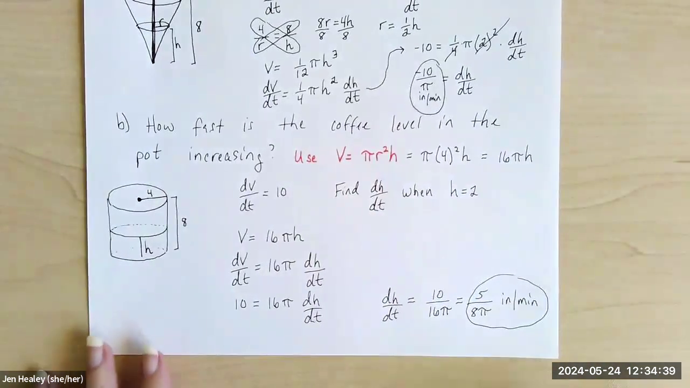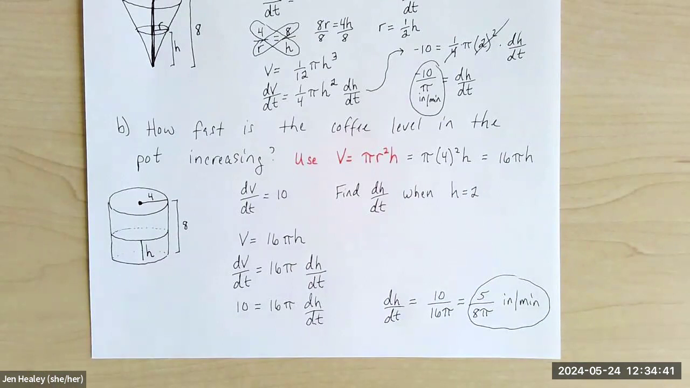And since this is supposed to be a positive rate, I'm happy that this one doesn't have a negative number on it. That's good news. So the top one is supposed to be negative because the height is getting lower. This one, the height is getting higher.